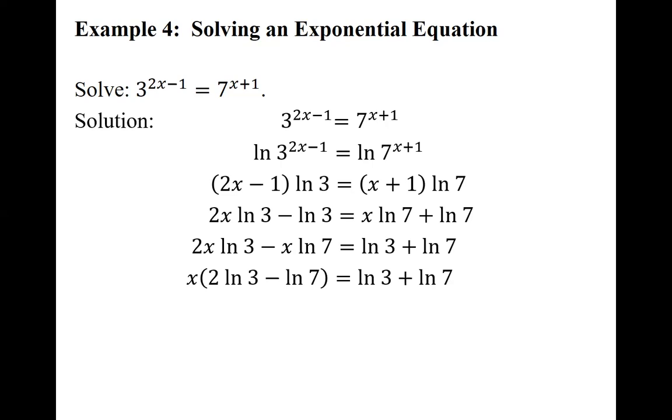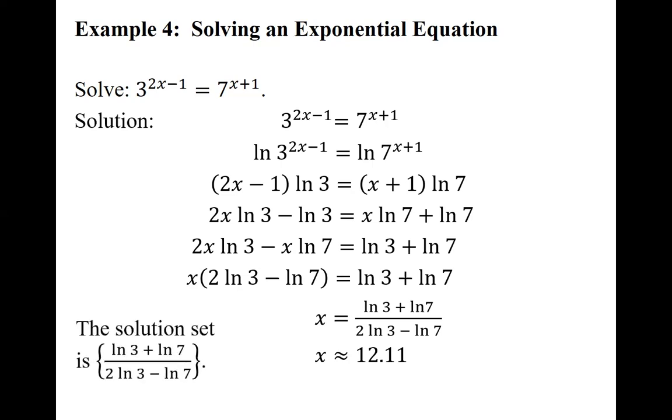When we factor out an x, we get a leftover piece of 2 natural log of 3 minus natural log of 7. Finally, to get that x by itself, divide by 2 natural log of 3 minus natural log of 7. And there's our exact answer for x. And we can put every bit of that in our calculator and get an approximation of x is approximately 12.11. But as far as what x equals, as far as the solution set, keep it in natural log form for an exact answer.